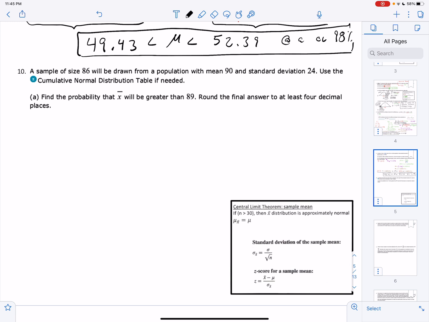Okay, number 10. It says a sample of size 86 will be drawn from a population with a mean of 90 and a standard deviation of 24. Use the standard normal distribution table if needed. So this is a normal distribution table. Find the probability that X bar will be greater than 89. Round the final answer to at least 4 decimal places.